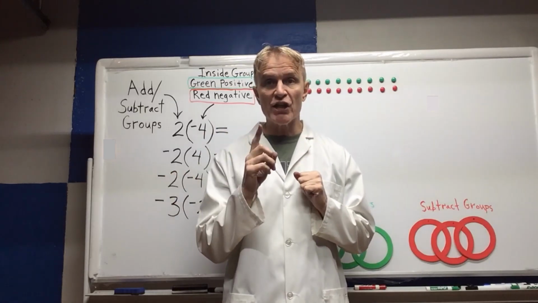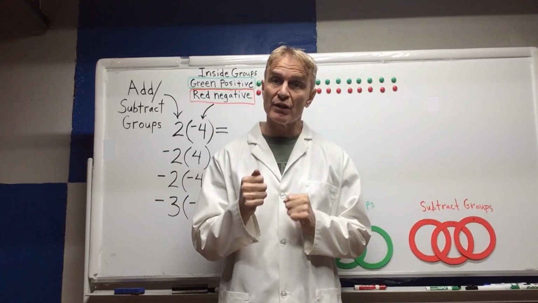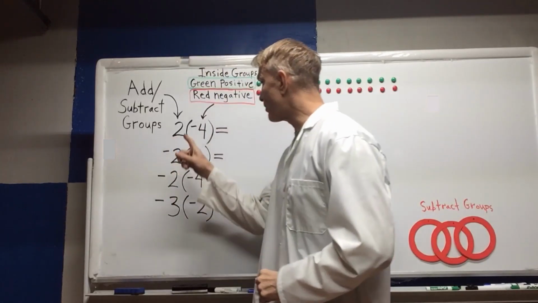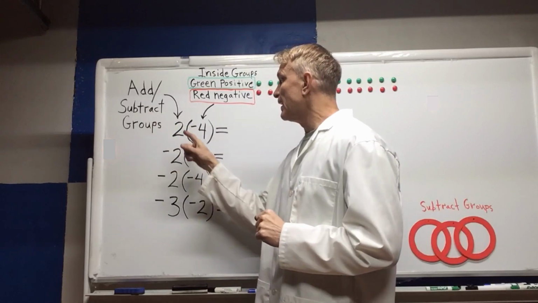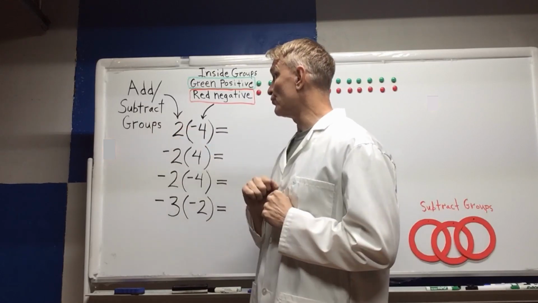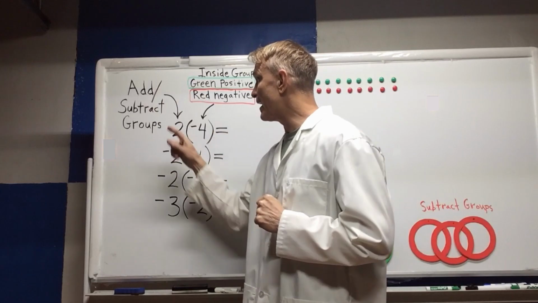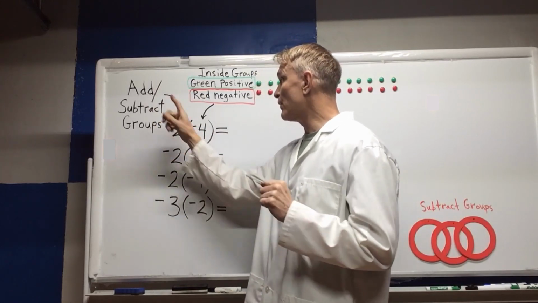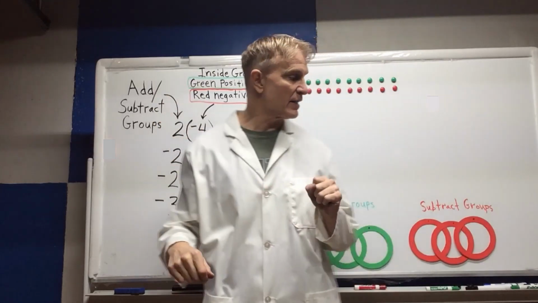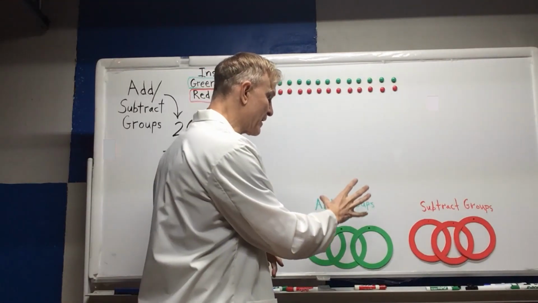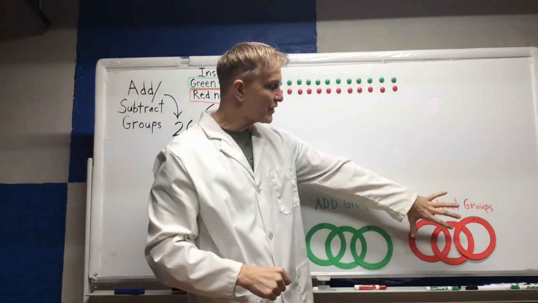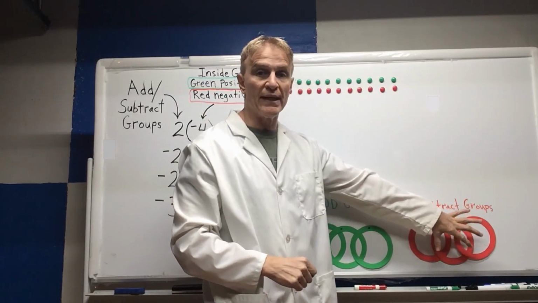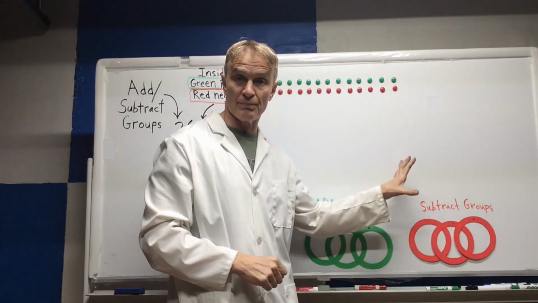So our definition will be as such. The first number will represent groups. If it is a positive group, we will add, and if it's a negative, we will subtract. The positive will be represented by the green, where we're adding groups, and the negative will be represented by the red, which will be subtracting groups.